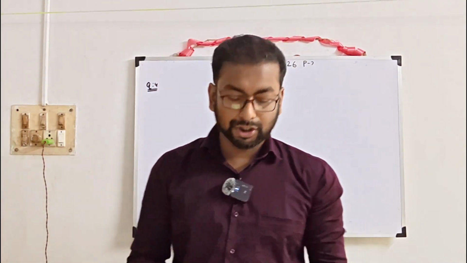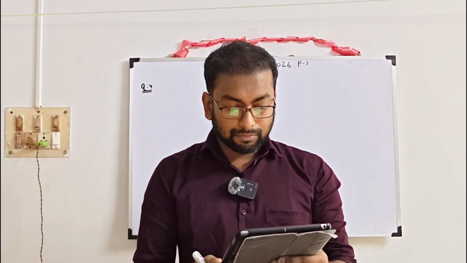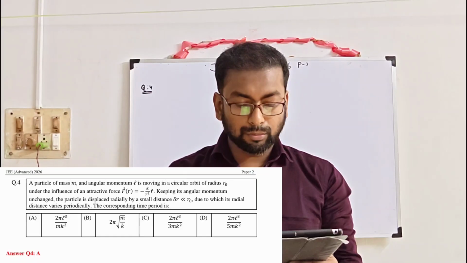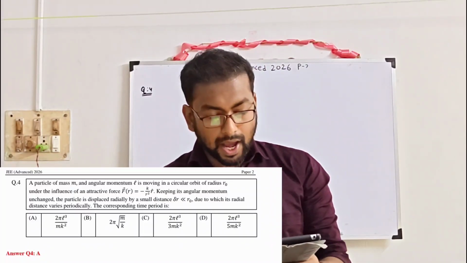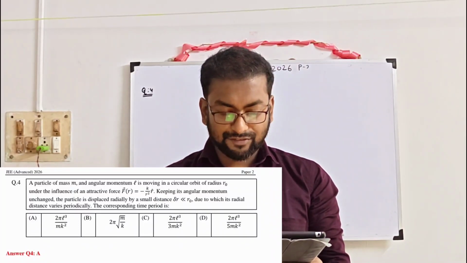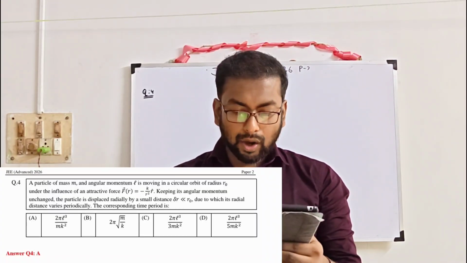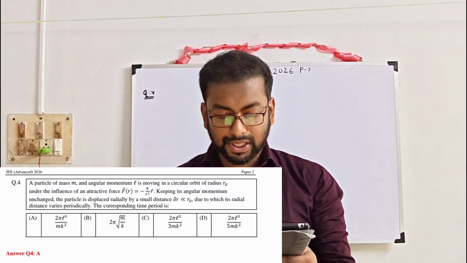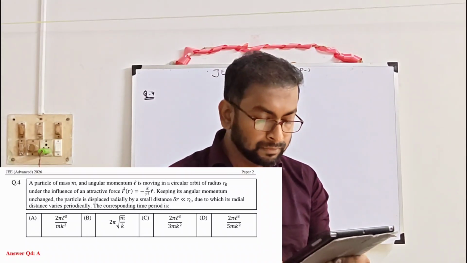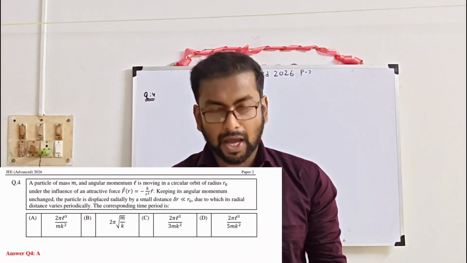Now let's start solving question number 4, which is by far the toughest problem of JEE Advanced 2026. Let's start the problem. A particle of mass m and angular momentum L is moving in a circular orbit of radius r0 under the influence of an attractive force F as a function of r, given as minus k by r square r cap. Keeping its angular momentum unchanged, the particle is displaced radially by a small distance delta r, which is very less than r0, due to which its radial distance varies periodically. The corresponding time period you have to find out.